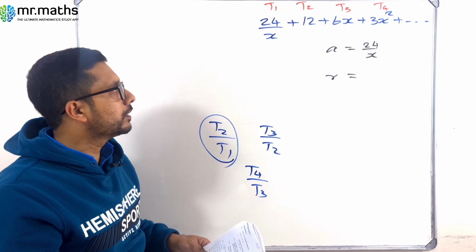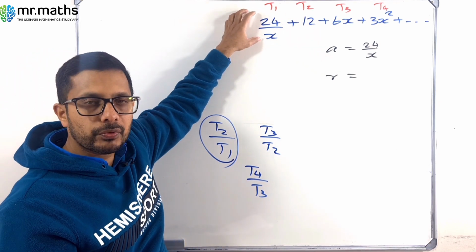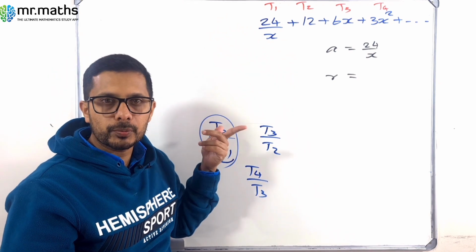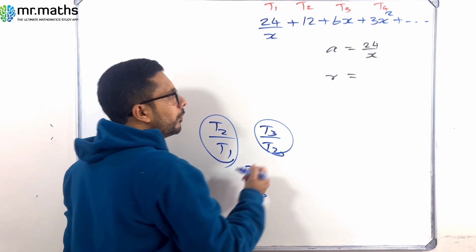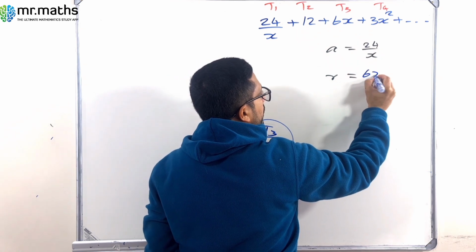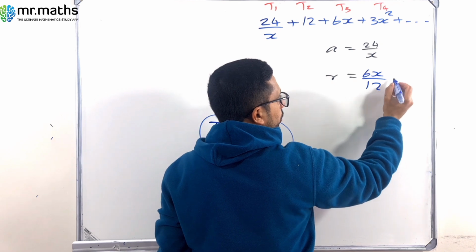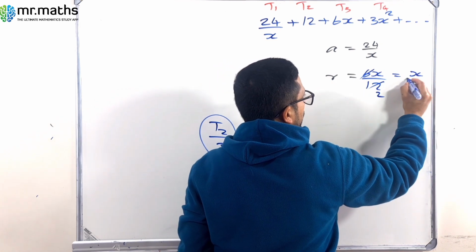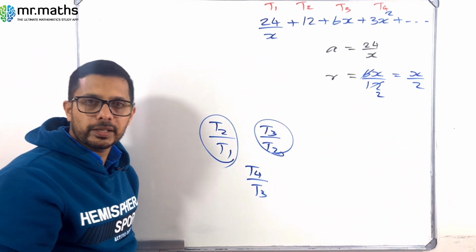Why I am saying this is, if you take T2 and T1, 12 divided by T1 is a fraction, 12 divided by 24 by x. So you have to do more steps. So which one is easy? Let's take the next one, T3 by T2. But in effect you will get the same answer. So T3, that is 6x, divided by T2, that is 12. So 6 by 12 is 1 over 2, and what is the answer? x over 2. So it means that the value of r is x over 2.